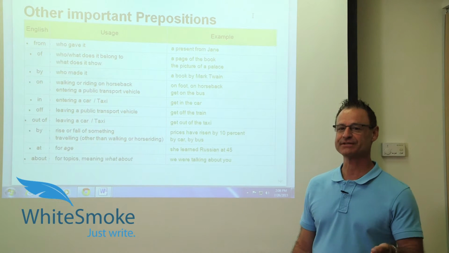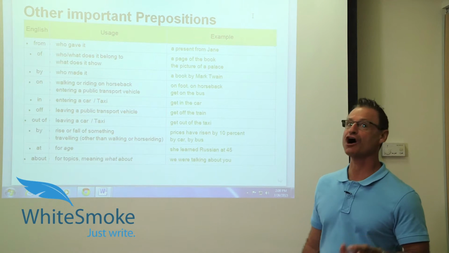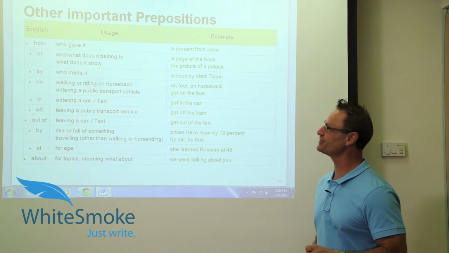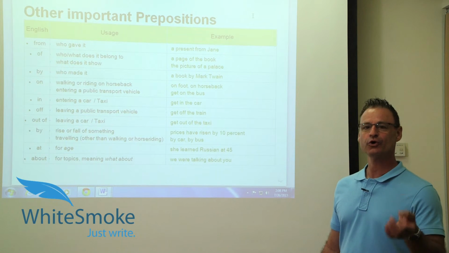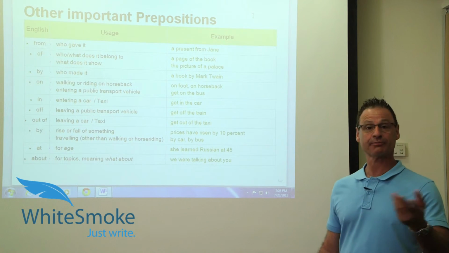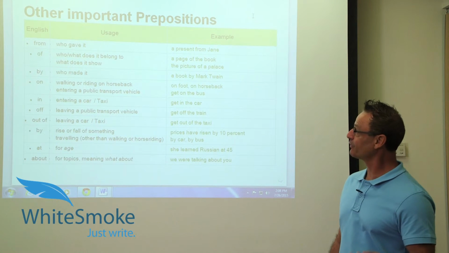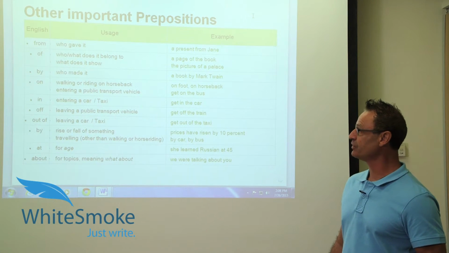Part 3, prepositions. The exceptions, or what we call other important prepositions. Let's start with from. Who gave it? Well, I got a present from Jane. Okay, that's how I use from in this exception.